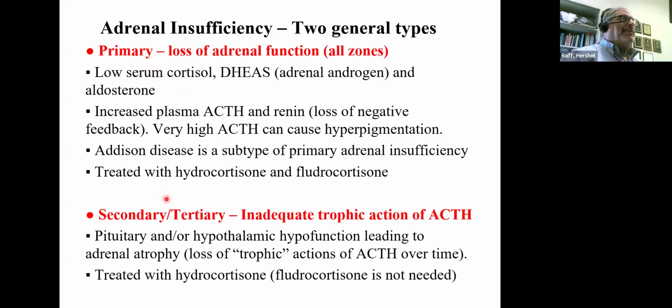There's two general types: the loss of adrenal function, all the zones of the adrenal cortex. So the cortisol is low, the DHEAS is low, and the aldosterone is low.